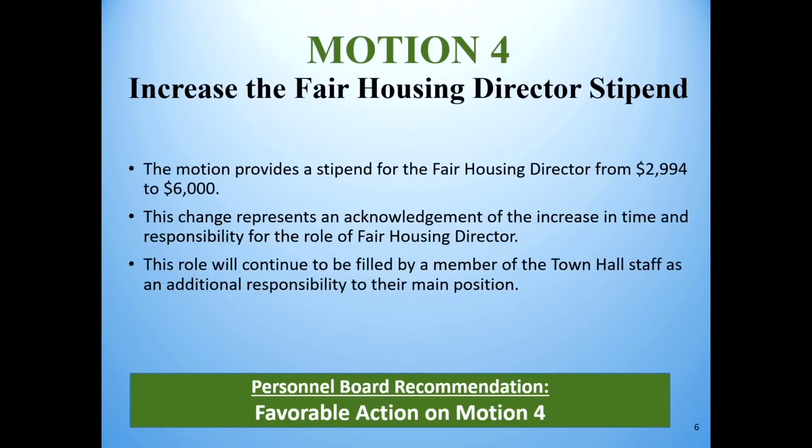Okay. So motion 4, we have a fair housing director. I'm not sure that that's known. That was new to me. Right now, that's a stipend position, so this is somebody who works in the town manager's office, and they are paid a stipend of $2,994 for their activities as fair housing director. This increases their payment from that to $6,000. This is an acknowledgement of the increased activity of this role.